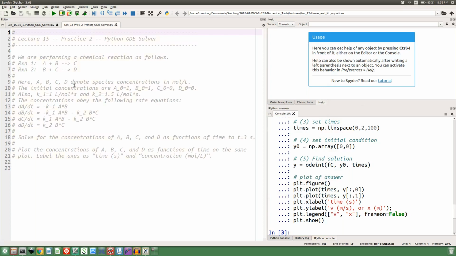All right, so those are the examples of how we use the ODE solver. You have a practice problem using a chemical reaction with 4 different components, A, B, C, and D. You can go ahead and do this practice problem.